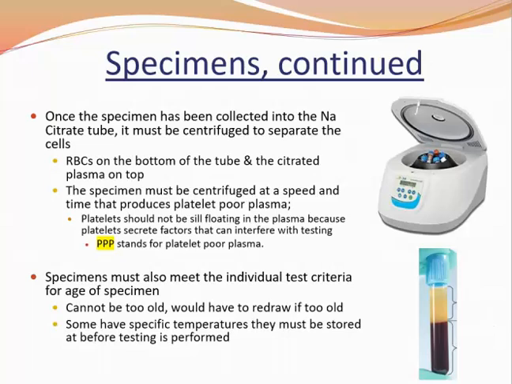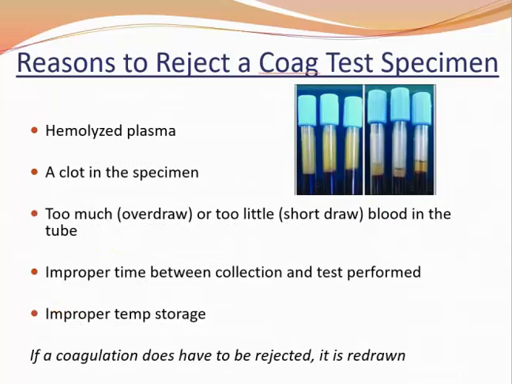Some tests have to meet specific temperature requirements. Maybe the specimen has to be stored at room temperature only before testing. It cannot be refrigerated. So again, you have to be aware of what testing criteria a test requires for coagulation. Because your coagulation test has to meet certain requirements and we have to be real picky on our specimens, these are some reasons that we often reject coag test specimens.